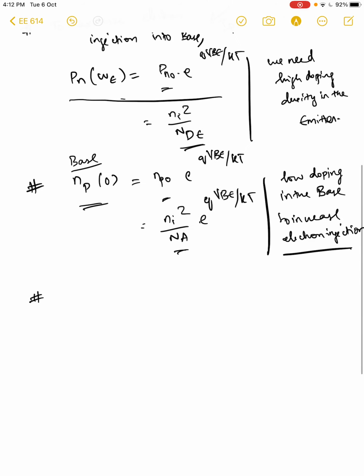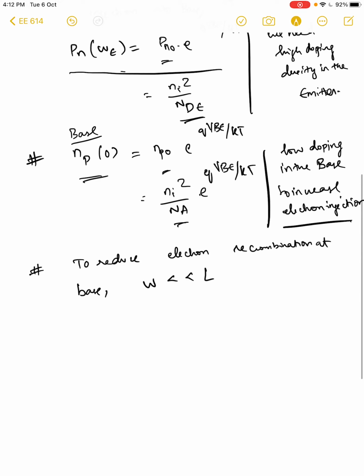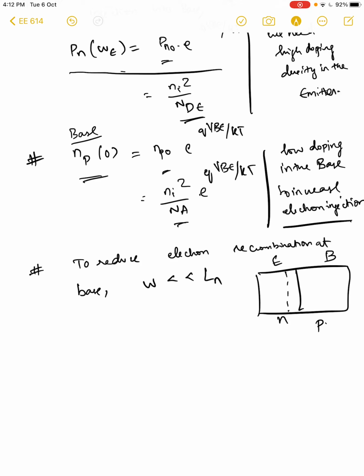about the width of the base, we should reduce electron recombination at the base. We put W, being the base width, to be much smaller than the diffusion length of an electron. So this comes from, let us take a PN junction like this here, this being the emitter and this being the base. You have an NP junction, as we are currently seeing an NPN transistor, right? And we saw our depletion width to be like this.